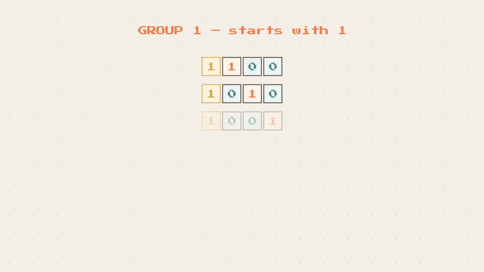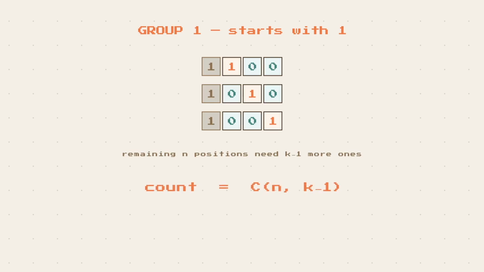Okay, now count each group using n and k. So group 1, it starts with a 1, right? That first one uses one of our k required ones. So the remaining n positions need k minus 1 more ones. So the count of length n bit strings with k minus 1 ones would be C(n, k minus 1). For an example, with n equal to 3, that would be C(3, 1), which is equal to 3. And it matches the number of bit strings that start with 1.